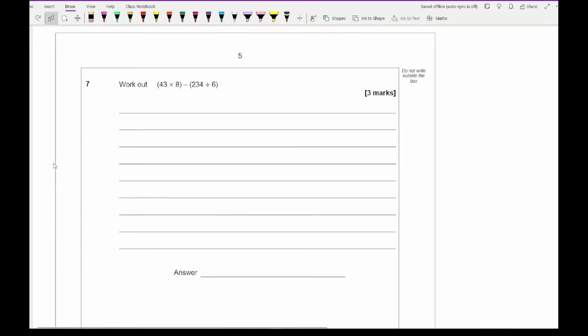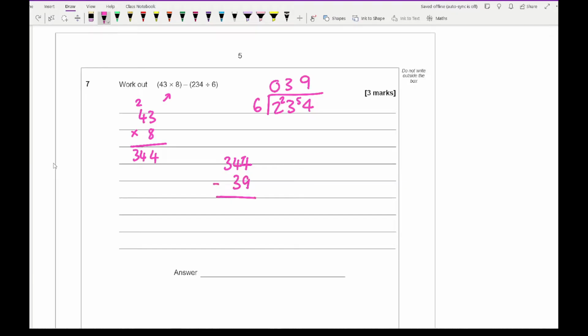Looking at question 7, it says work out this calculation. So again, working out what 43 times 8 is going to be. So again, we've got 24. Then 32, so that's 344, and then 6 over 2, 3, 4. So we then get 3, remainder 5, and then we're going to get 9. So it's 39, so we want to do 344 take away 39, and then doing the sort of subtraction, we get 14 take away 9, which is 5, so it's 305.